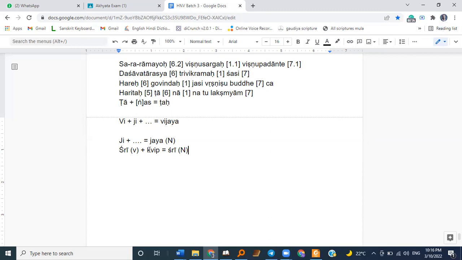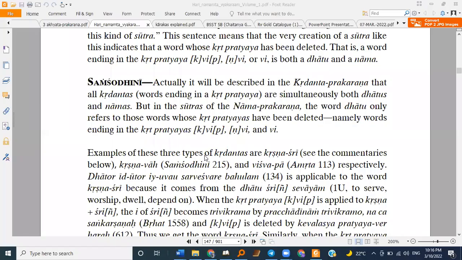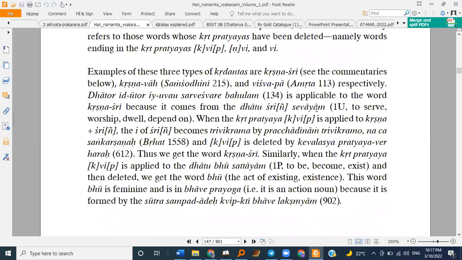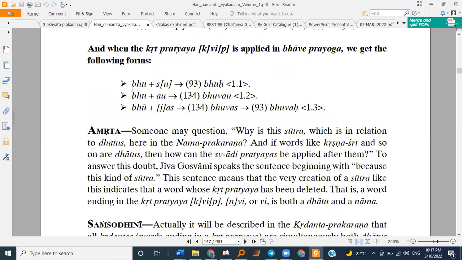So such words which have quip, nui, and vi pratyayas are considered namas, of course, but also dhatus. So the word dhatu only refers to those words whose krit pratyayas have been deleted. So that makes it clear why dhatu shabda is used in this sutra. Dhato riduta. And this bhu also is the very first dhatu in the Akhyata Prakaranam, from which verbs like bhavati, bhavami, and so on are formed.